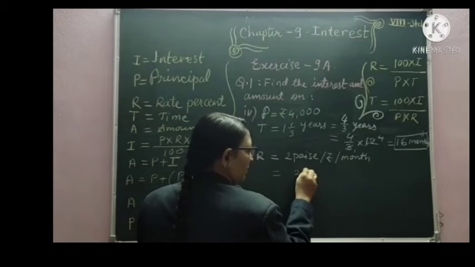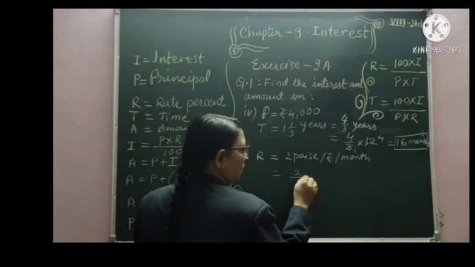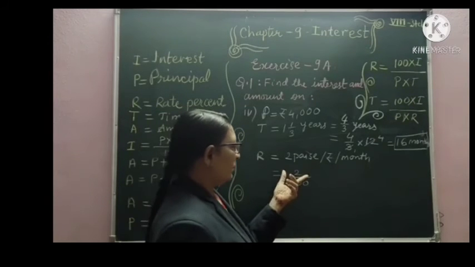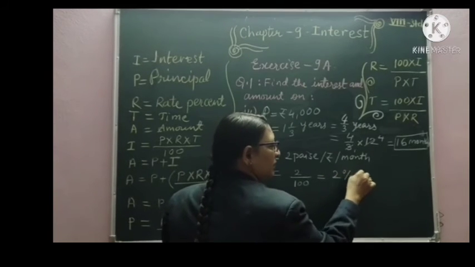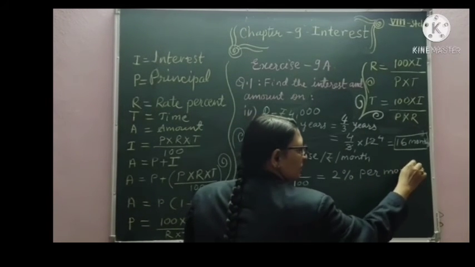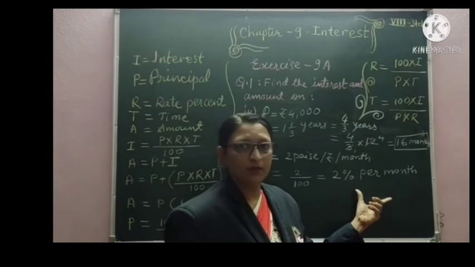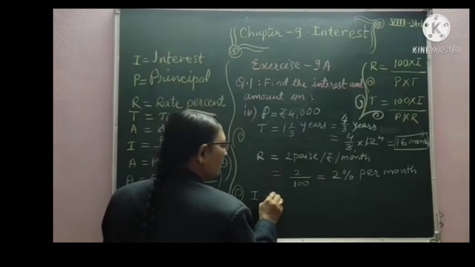2 paise means 2 upon 100, since 1 rupee is equal to 100 paise. That is 2% per month. So the rate is 2% per month.